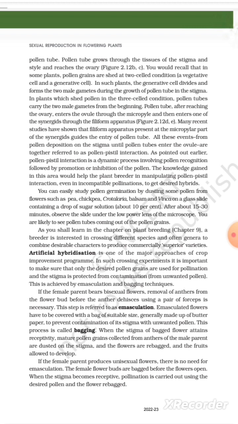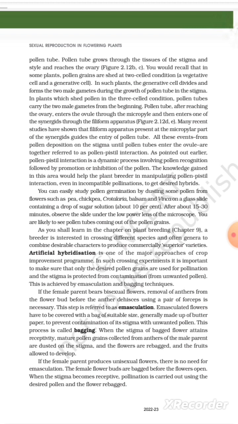As you shall learn in the chapter on plant breeding, Chapter 9, a breeder is interested in crossing plants of different species and often genera to combine desirable characters to produce commercially superior varieties. Artificial hybridization is one of the major approaches of crop improvement programmes. In such crossing experiments, it is important to make sure that only the desired pollen grains are used for pollination and the stigma is protected from contamination from unwanted pollen. This is achieved by emasculation and bagging techniques.